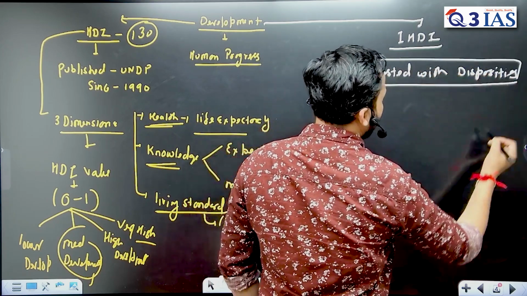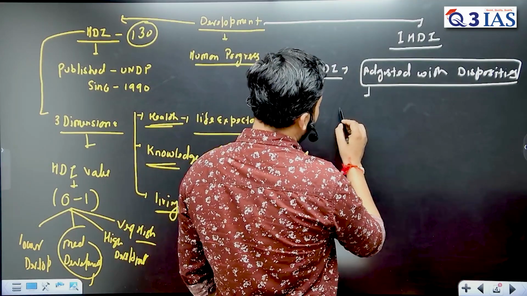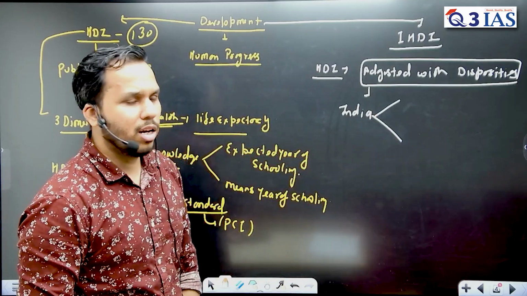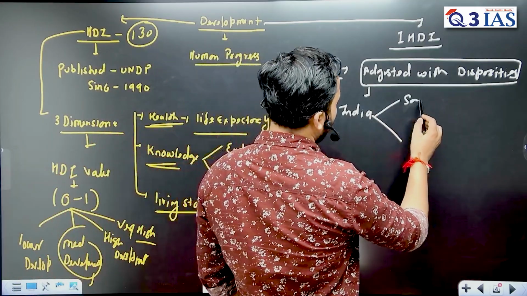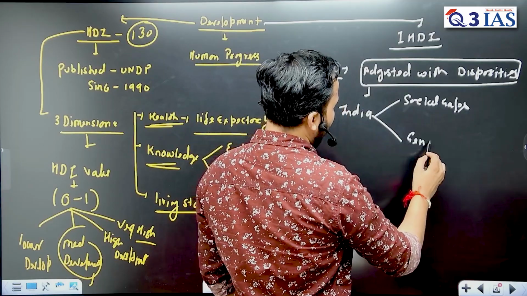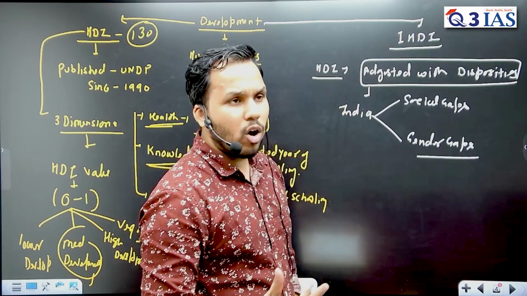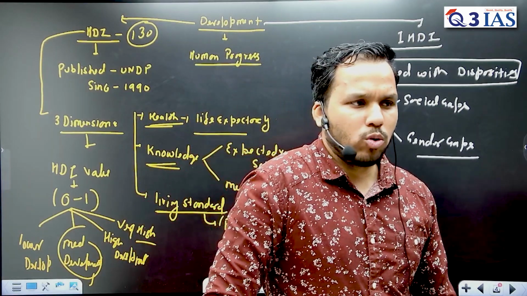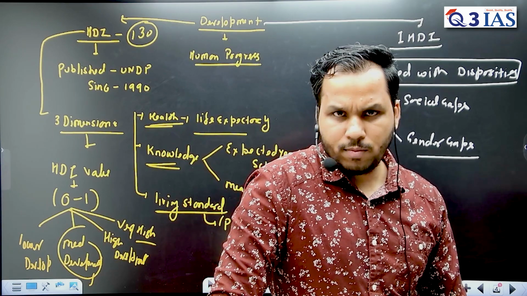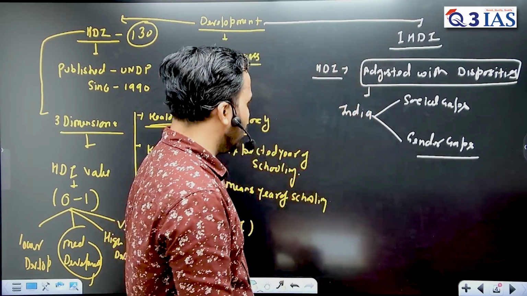Adjusted with disparities. What is the meaning of it? We can clearly say, if we talk about India, India has several kinds of challenges like social gaps and gender gaps when we talk about development. So development is not equitable in India. Why is development not equitable in India? We will take some examples.